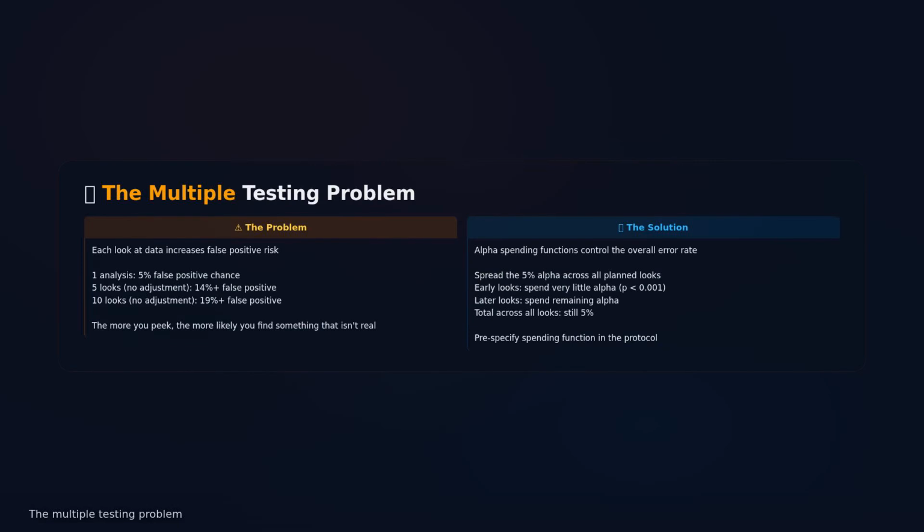Every time you look at the data, you increase your chance of a false positive, finding a significant result by random luck. If you do one final analysis, your chance of a false positive is 5%. If you do 5 interim looks with no adjustment, the false positive rate balloons to over 14%. That is why statisticians have developed strict rules, called alpha spending functions, for controlling the overall type 1 error rate across multiple looks.